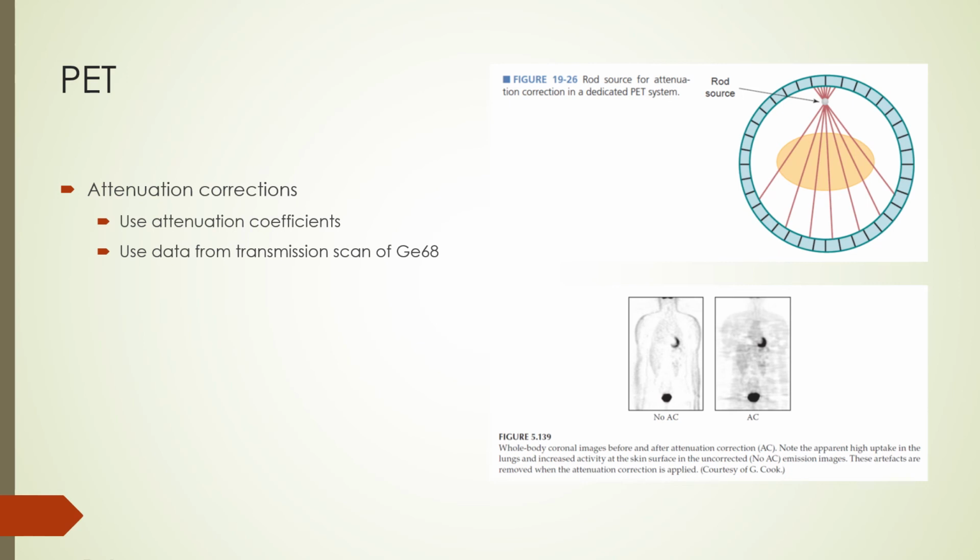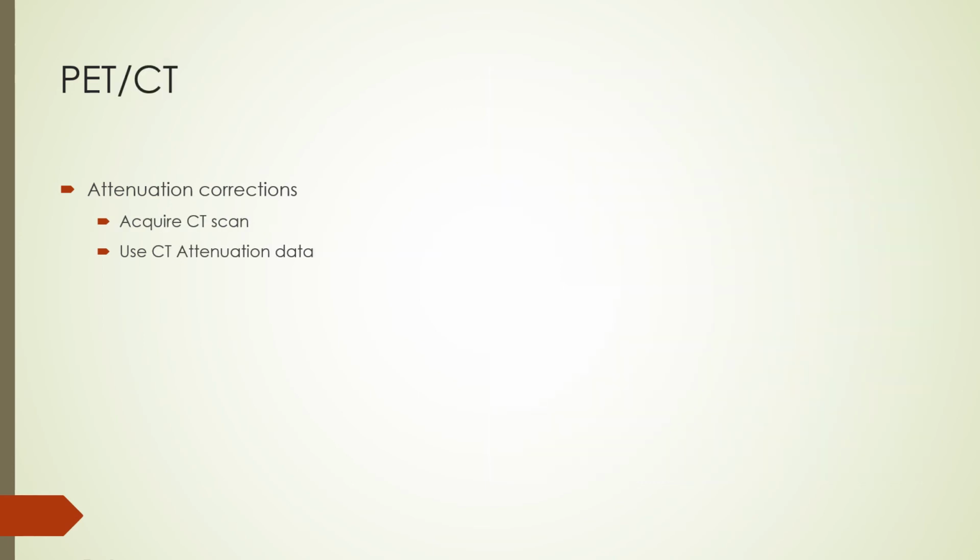The top image shows the use of a rod source for acquiring the transmission scan data used for attenuation correction. The bottom image shows 2 images, one with no attenuation correction and the other with attenuation correction. In current whole body scanners like PET-CT systems, the CT data are used to provide an attenuation correction for the PET scan.